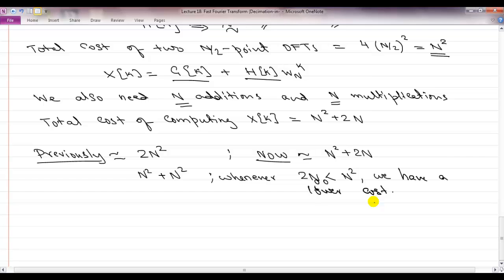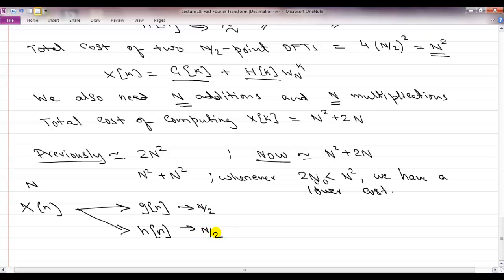But the natural question to ask is, remember, we started with x of n, and we divided it into g of n and h of n. So if the length of x of n was n, we ended with two sequences which had length n by 2 and n by 2. And we said, now compute the DFT of g of n and h of n. But we could ask, there's nothing different. We are asking to compute n by 2 point DFTs. Why don't we do the same trick that we did earlier? Think of g of n as another sequence. Previously, for example, x of n was length 8, g of n was length 4. Well, think of g of n as a length 4 sequence.